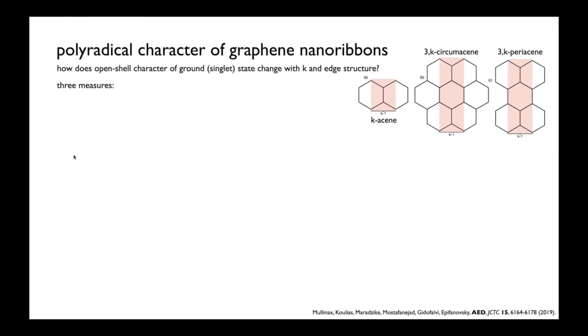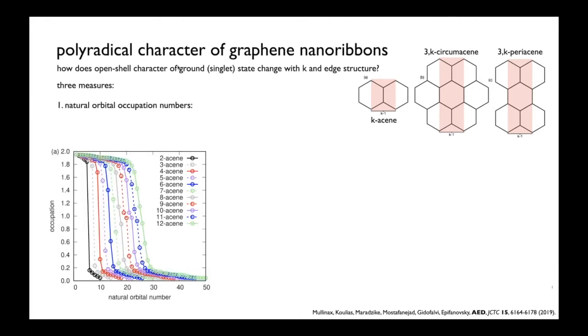Okay, now what can we do with this code? Well, armed with the ability to do large-scale CASSCF calculations on these types of systems, I can ask interesting qualitative questions like how does the open shell character of the ground state, which is a singlet, change with increasing chain length and also with edge structure? So I can look at the linear oligoacenes or these circumacenes or periacenes, where the circumacenes and periacenes just differ in how the edge structure is defined.